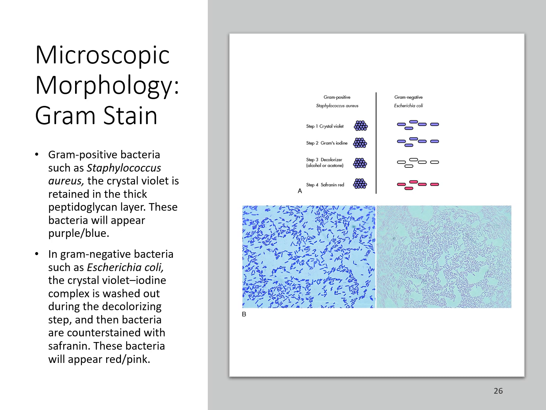And with these organisms too, in addition to looking at the color of it, you're also looking at the shape of the organism. So you may term it a gram-positive cocci or a gram-negative rod. You see an example of that here in these two images.